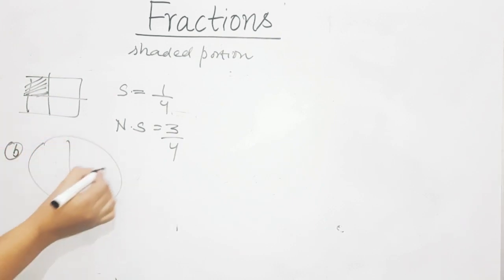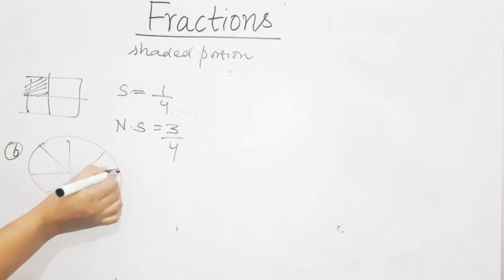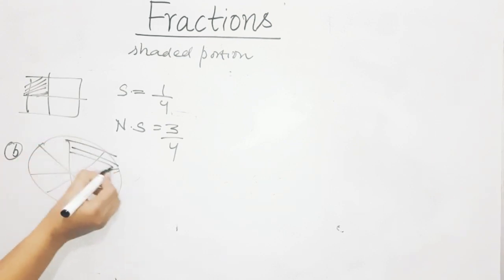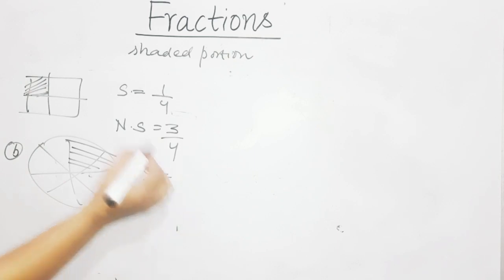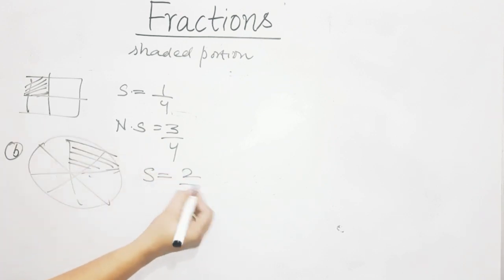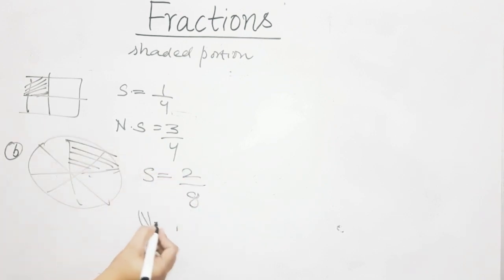Coming to the B option, right? It is a circle divided into 1, 2, 3, 4, 5, 6, 7, 8, right? 8 parts. Out of those 8 parts, how many parts are shaded? 2 parts are shaded. So what is the fraction for the shaded portion? Pause the video, reply the answer in the comment section. It is 2/8.